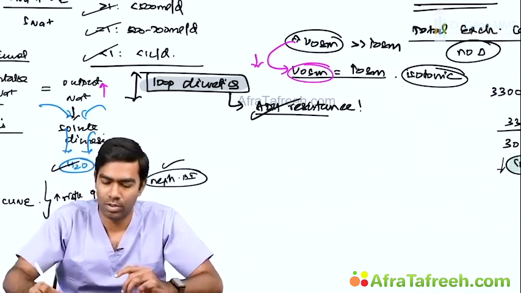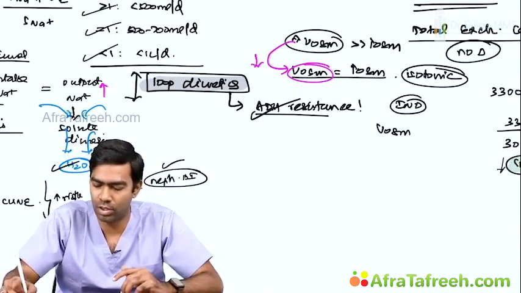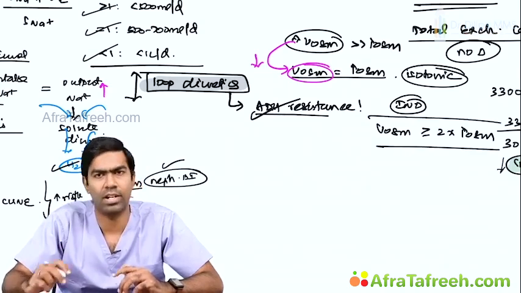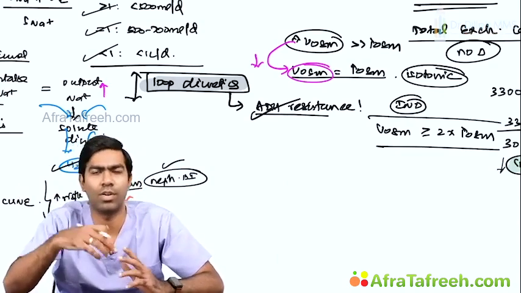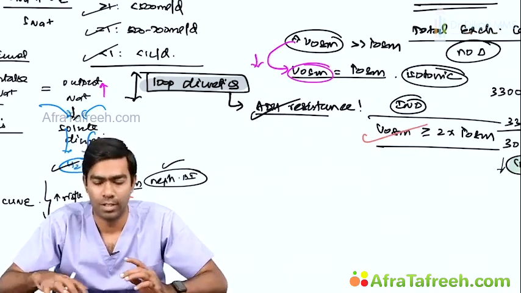Clear? So the indication for loop diuretics is whenever the urine osmolality is at least more than or equal to 2 times the plasma osmolality. It means very, very high, double that of the plasma osmolality. In those conditions, loop diuretics will be very, very effective. Trust me.